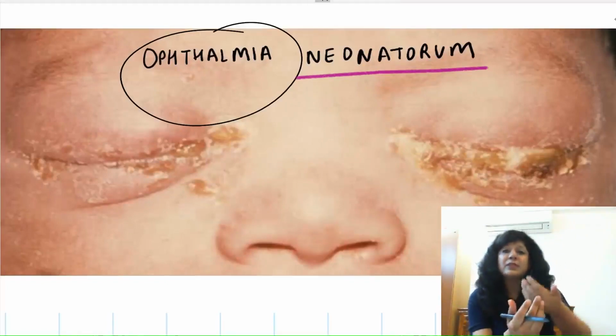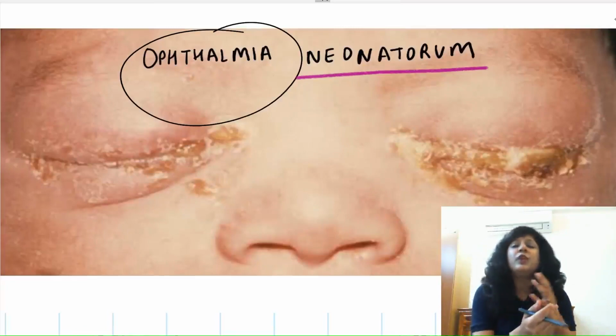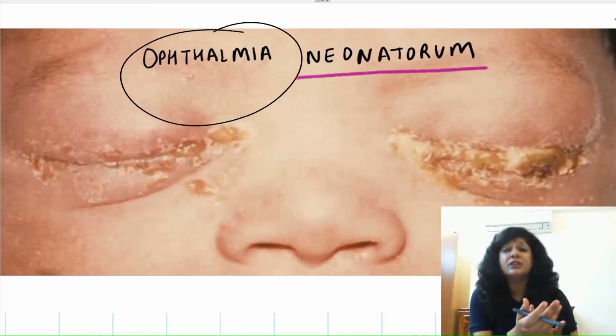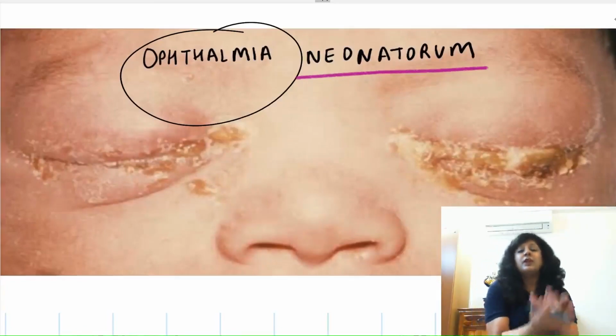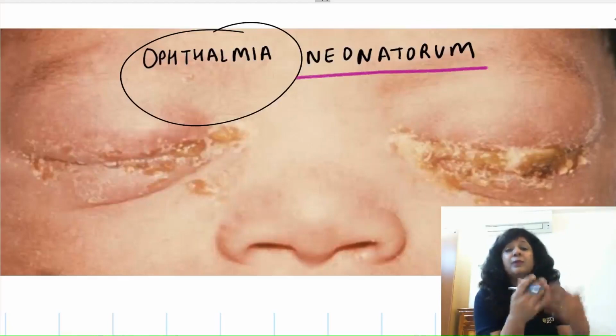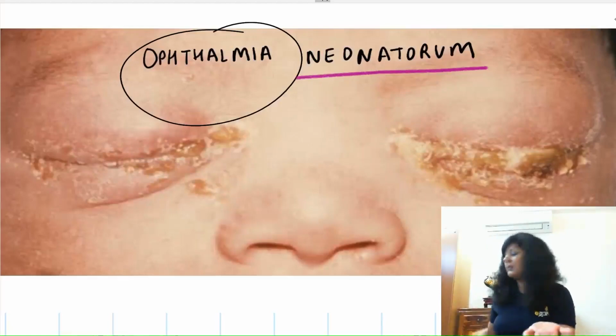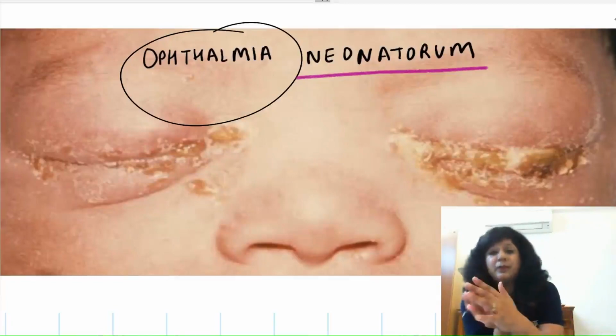Now, how to differentiate? It is presenting earlier, plus it's very mild. Usually you do not get any congestion, no chemosis. It can be unilateral also, with a watery kind of discharge. But on the other hand, if the baby is presenting in the first 48 hours with severe congestion, chemosis, bilateral involvement, purulent discharge, as you can see in this baby, then it is not a case of chemical, then it is a case of gonococcal conjunctivitis, and obviously you have to give the treatment for it.